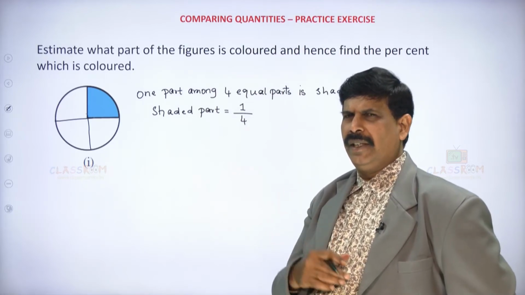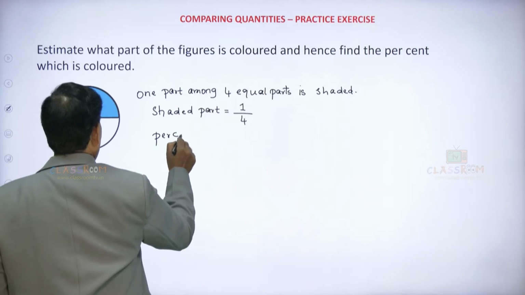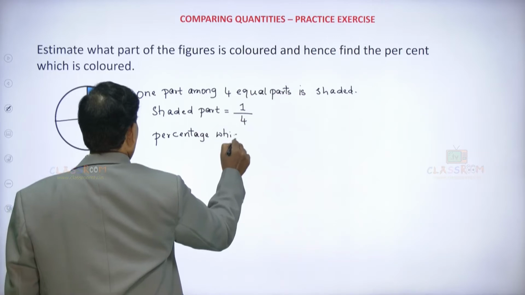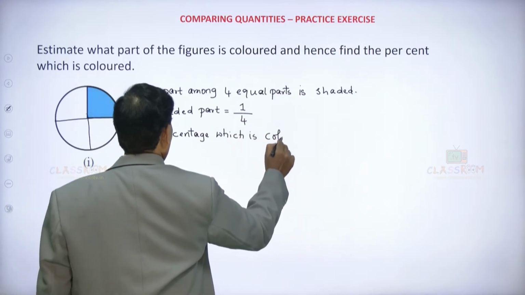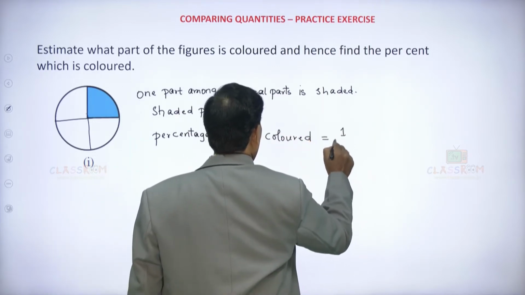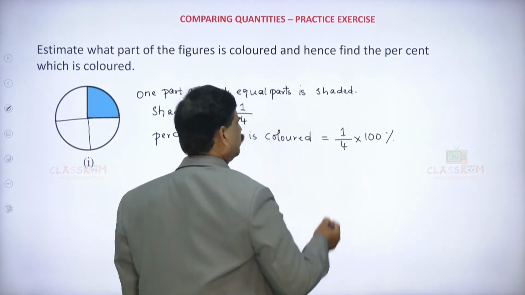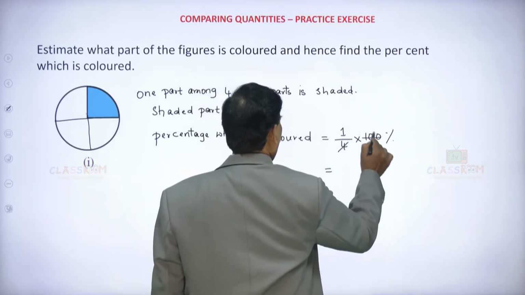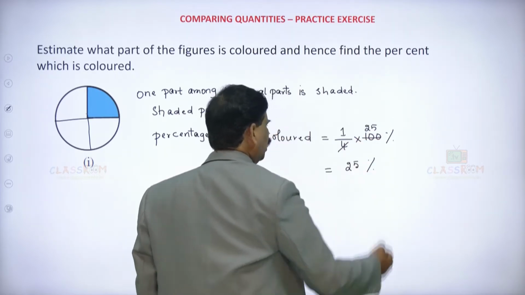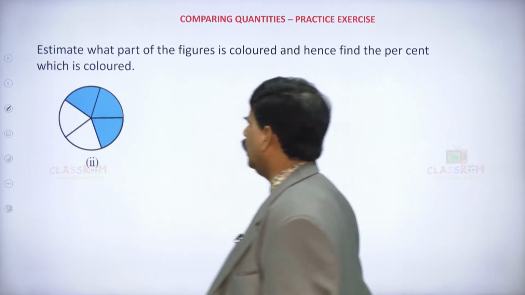So percentage of colored, how do we get now? Convert this fraction into percentage. So 1 upon 4 into 100, keep the percentage symbol. 4 ones are 4, 25s. So 25 into 1, 25% is shaded. Clear? See the next one here.